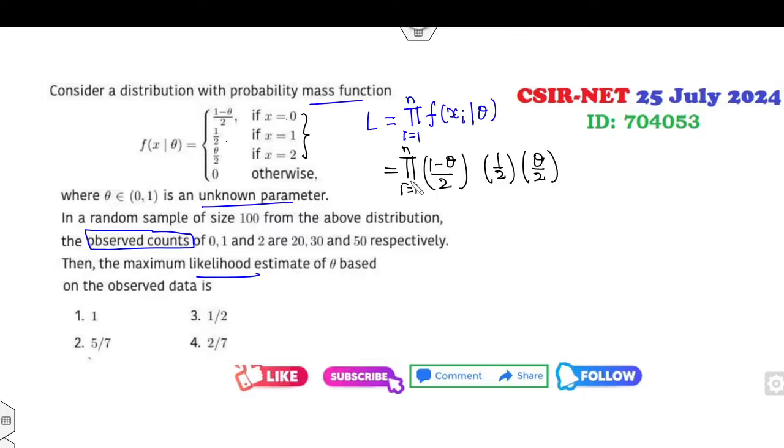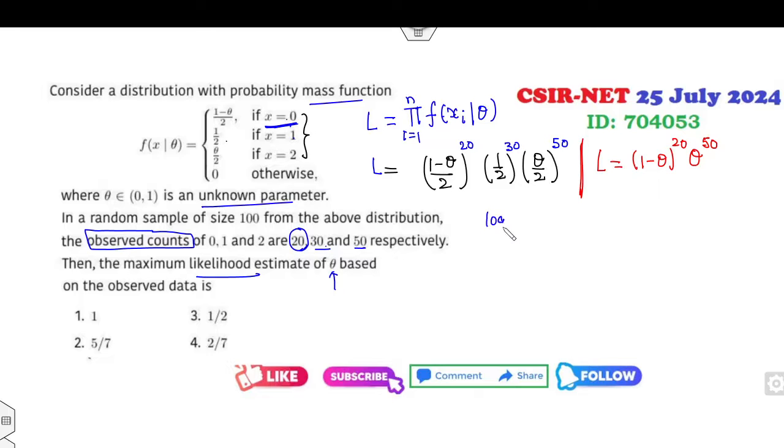Now this count, this summation, is different for each case because they have different frequency counts. What is the count for the first case, x is equal to 0? The frequency count is 20. Similarly, the frequency count for x is equal to 1 is 30, and for x is equal to 2 it is 50. Now my target is to find the value of theta. You can consider only those terms which depend on theta. So one term is this, and the second term is this one.